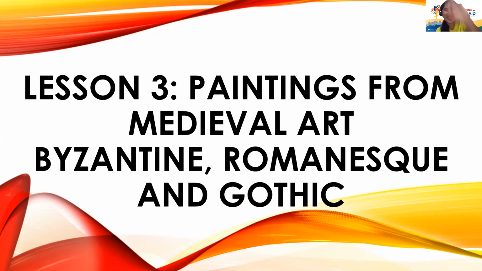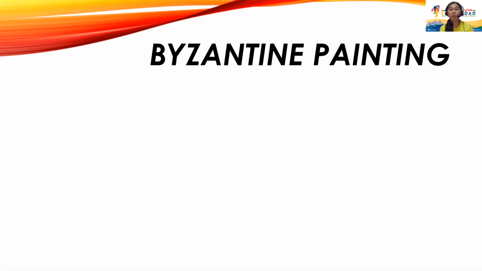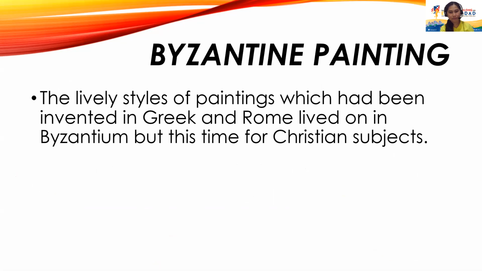Let's proceed to lesson number 3. Paintings from medieval art: Byzantine, Romanesque, and Gothic. Ooh, that's interesting. So let's start with the Byzantine painting. Byzantine painting is more on Christian subjects. The Catholic Church, which had been invented in Greek and Rome, lived on in Byzantium, but this time for Christian subjects.